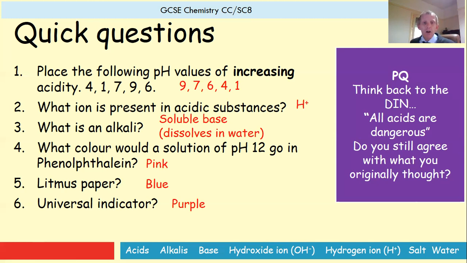It's quite an alkaline solution, a pH of 12 is. Okay, well done for having a go at that. I don't know why I've left the purple question back up on this question, because I think we did cover that in quite a bit of detail back at the very beginning of the lesson.